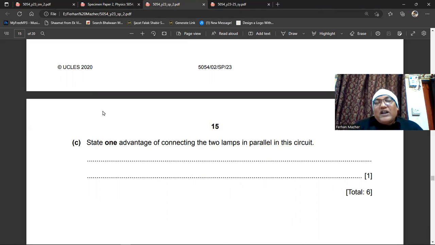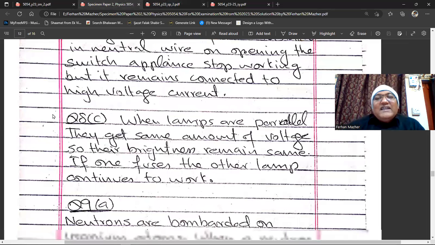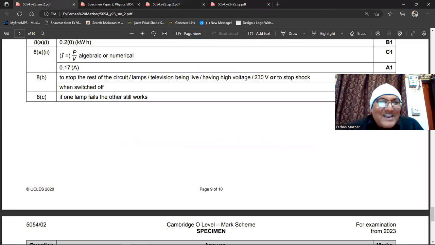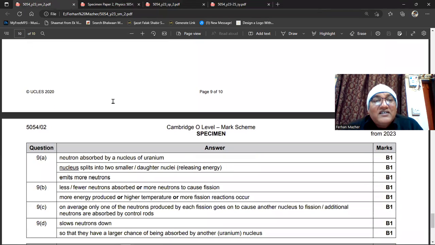Another very important advantage of connecting the lamps in parallel is that if one of them is fused or stops working, or something happens with one lamp, the other lamp will still continue giving out the light. So you just have to write one benefit. When the lamps are in parallel, they get the same amount of voltage, so their brightness remains the same. If one fuses, the other lamp continues to work. I have written two benefits. You only have to write one. If one lamp fails, the others will still work.